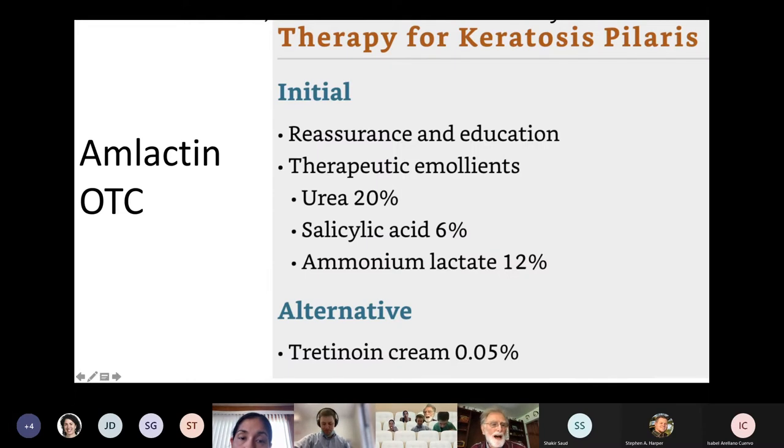A lot of just reassurance, hey, this is a normal variant. It's not pathology. But some folks just don't like the cosmetic aspect. And you can start off with ammonium lactate. That's over the counter. So that's where you start. You can go to the big guns. I'll come back to this in a second.